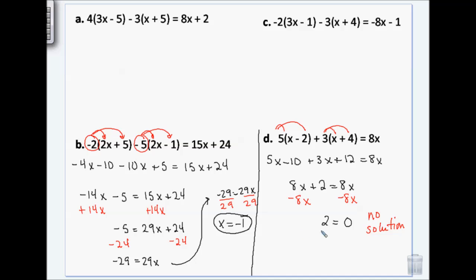If you had gotten a true statement, for example, like 2 equals 2, then it's all real numbers. So you're solving along, you're doing everything, and then you get something that's absolutely a lie, your answer is no solution.